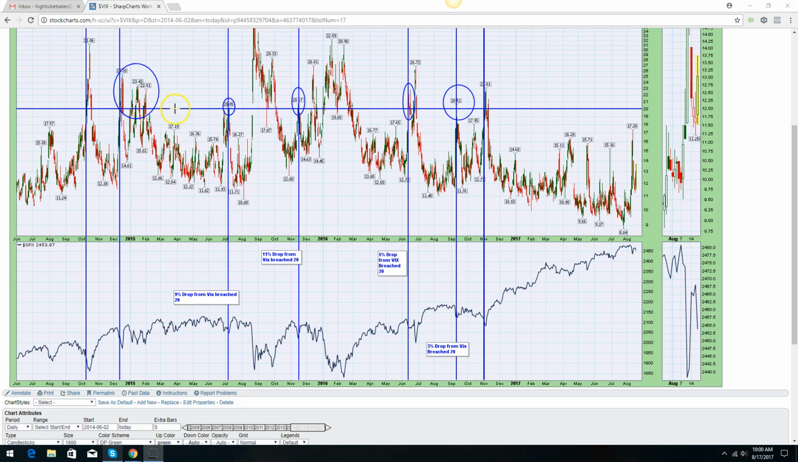So pay attention to this 20 level. It's very important. I hope this was helpful. Let me know if you have any questions.